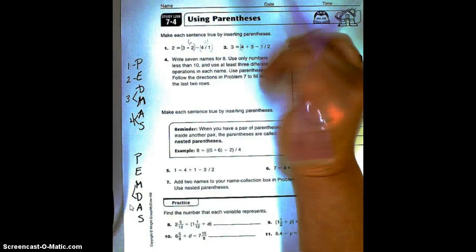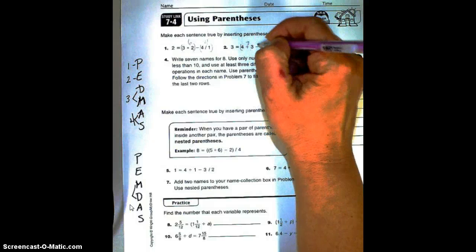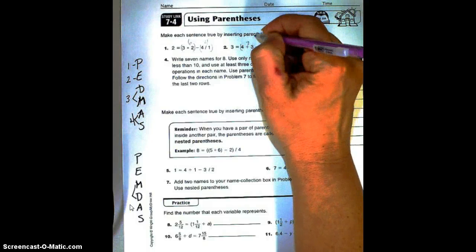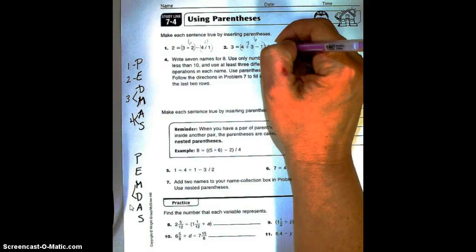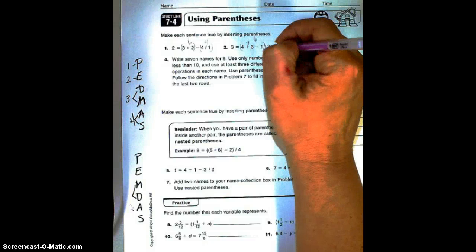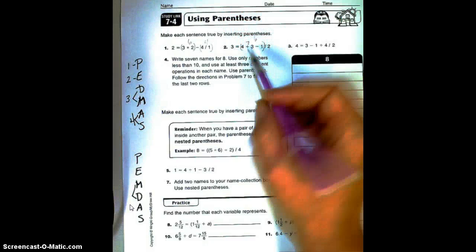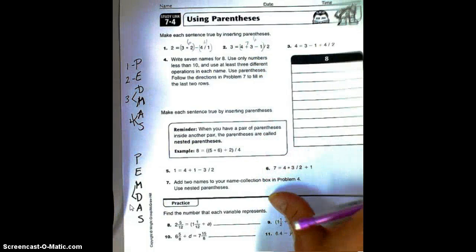4 plus 3 is 7. Minus 1 would make it 6. And 6 divided by 2 equals 3. So hey, that works just the way it is. We don't need to fix anything.